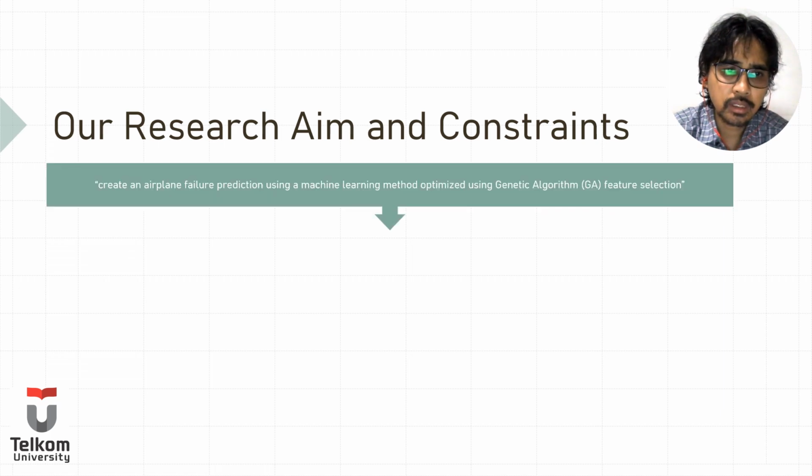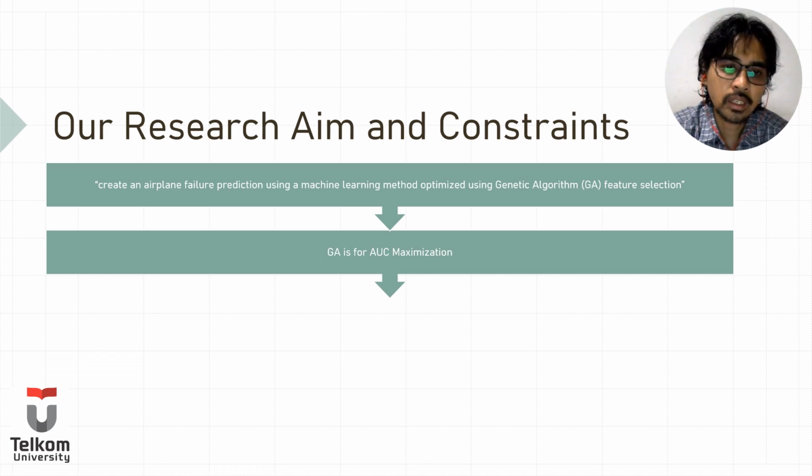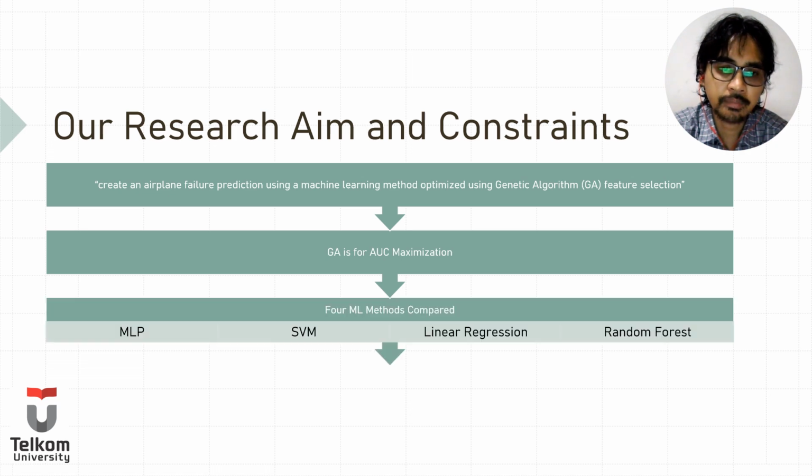So our research aim is to create an airplane failure prediction using a machine learning method optimized using genetic algorithm or GA feature selection. The GA here is to optimize the AUC, or for AUC maximization.